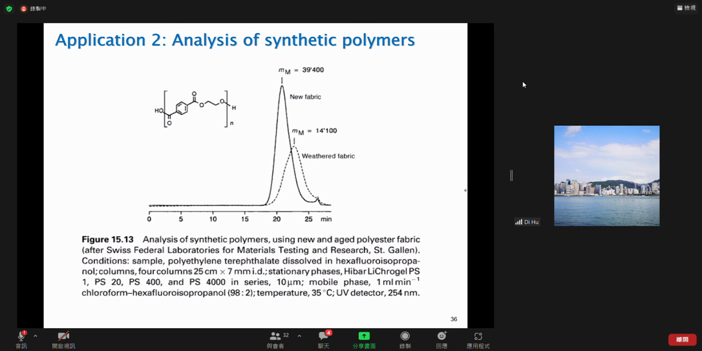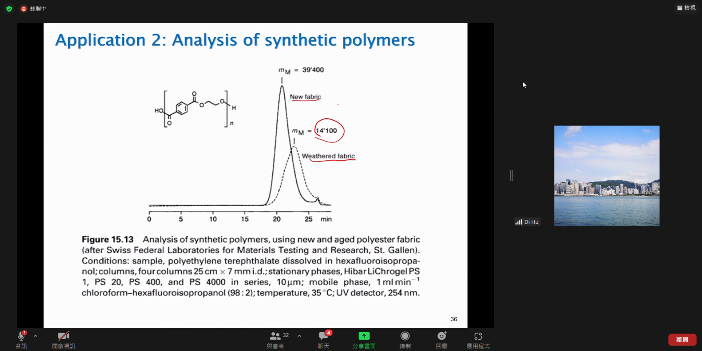So this is the new one, and this is the aged one. We can see that the aged one's molecular weight has already decreased. Remember we mentioned that earlier: for a polymer, it needs to have a high enough molecular weight to keep its physical properties, its transformation temperature, like that one.